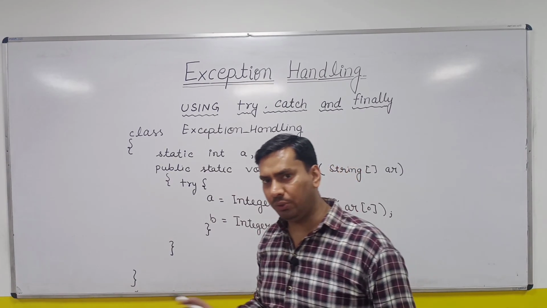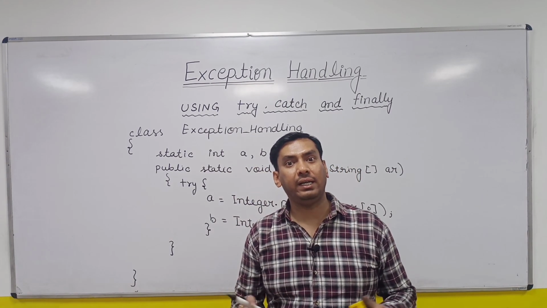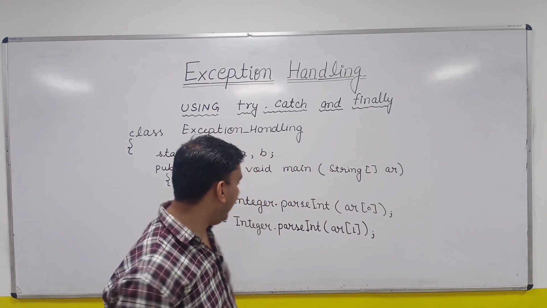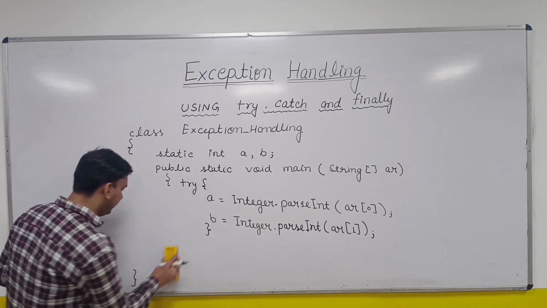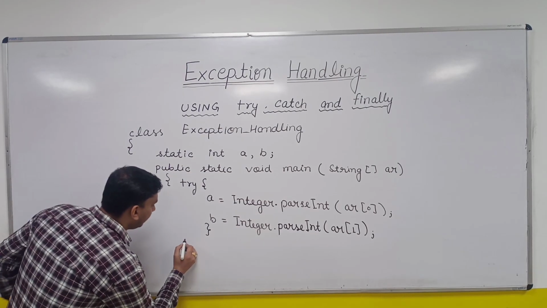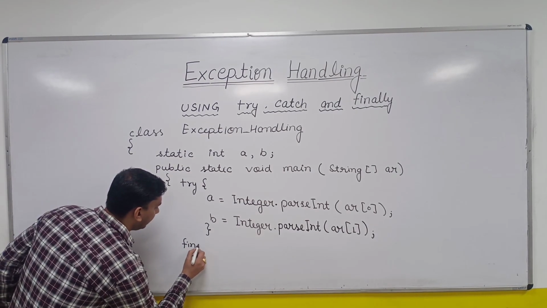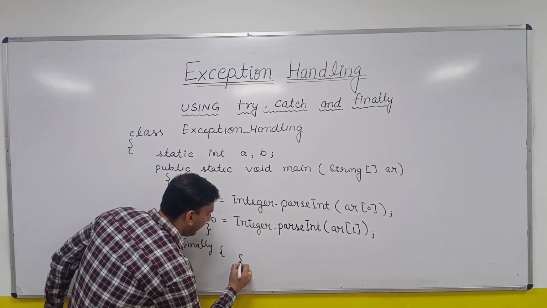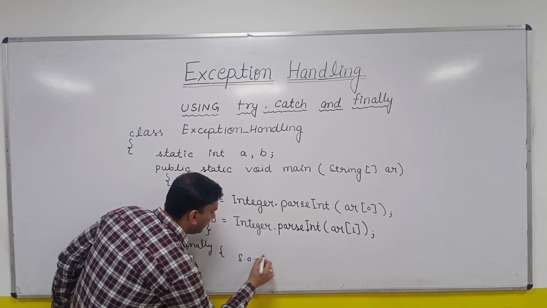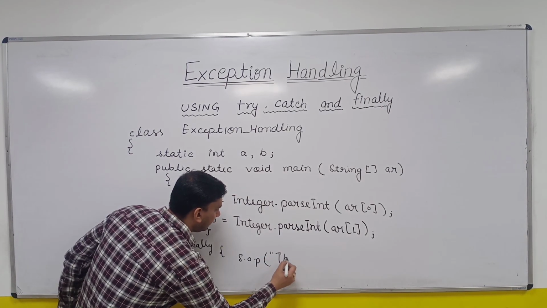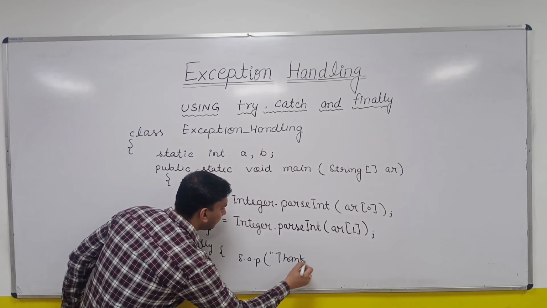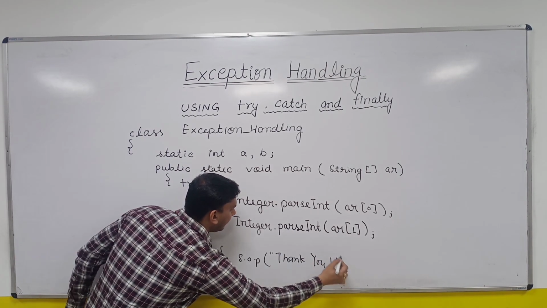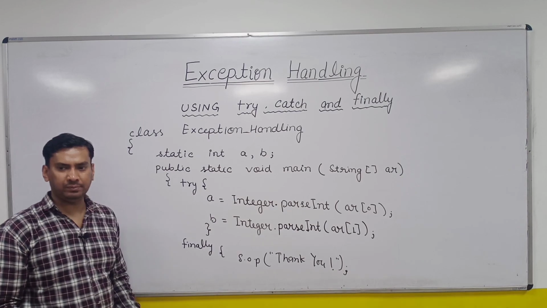So as I told you, finally block will not handle the exception. If you will write here the finally block, I can write here the finally block followed by this catch block, try block. So if you write here, let's say finally block, I'll write here System.out.println thank you. So it is guaranteed that it will print the thank you.